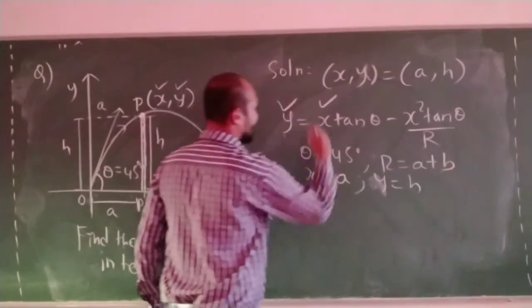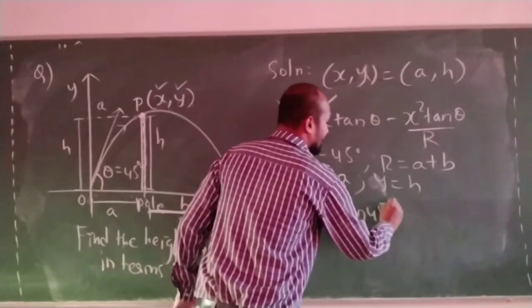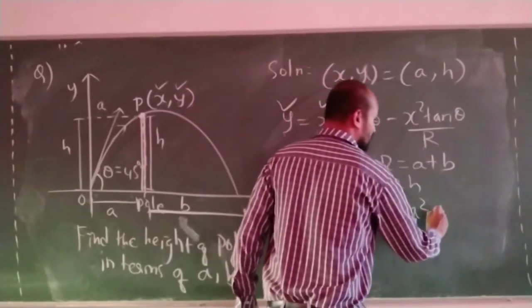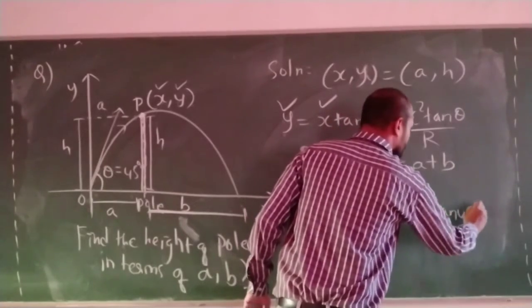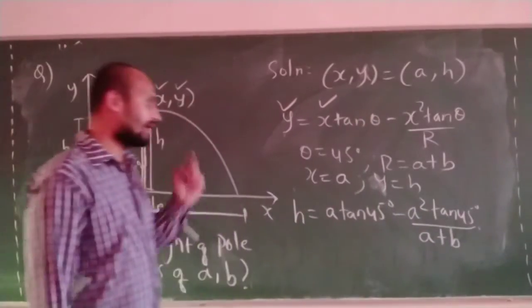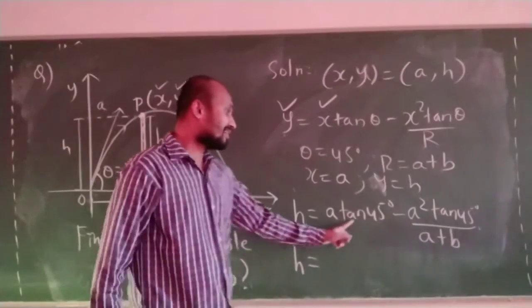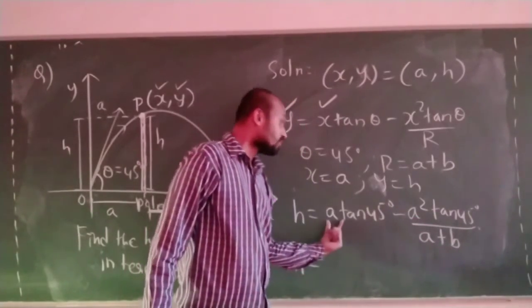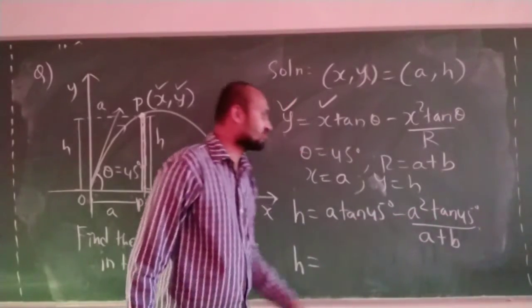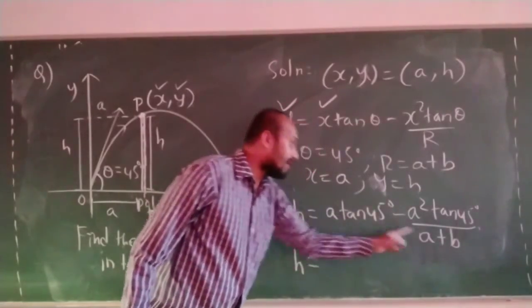So in this equation, h is equal to a into tan 45 degree minus a square into tan 45 degree divided by range a plus b. So this will become h is equal to, tan 45 is 1, tan 45 is 1. This will become a square plus ab, minus a square. So I am multiplying a plus b here.